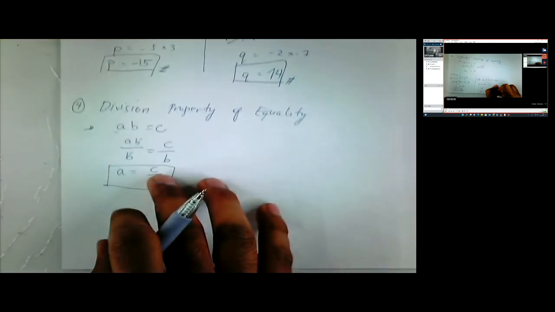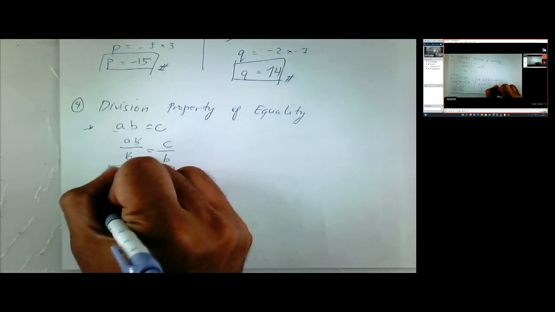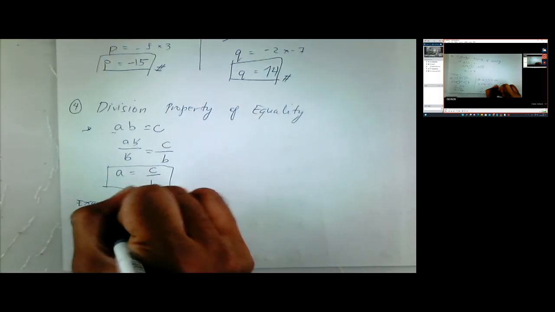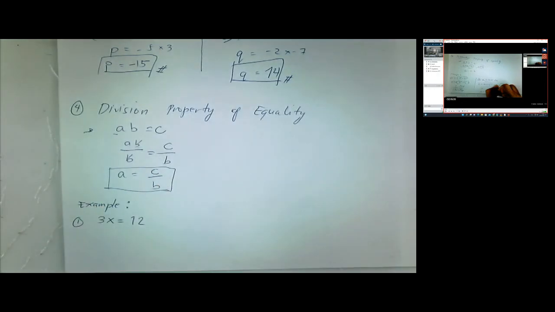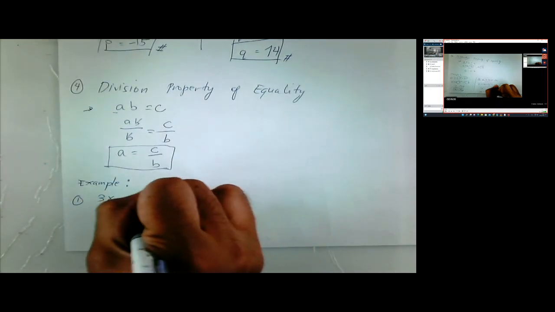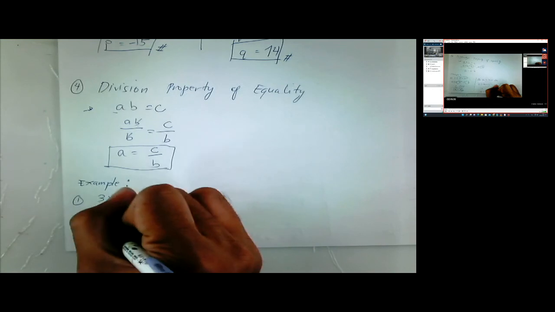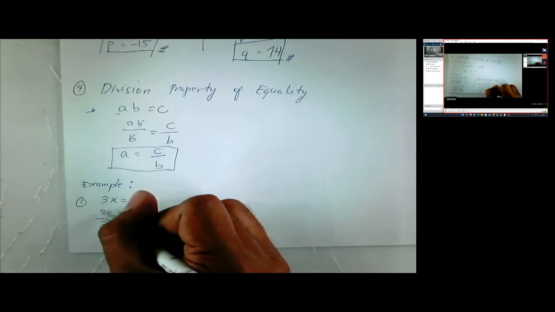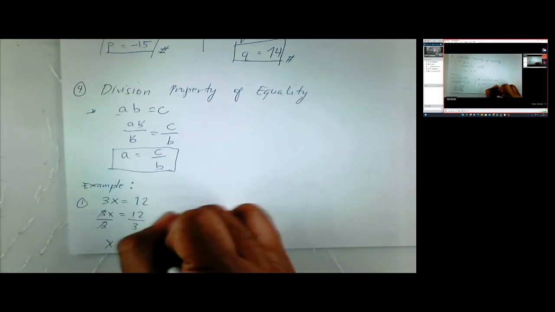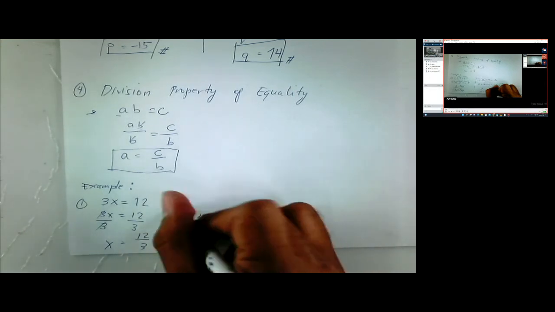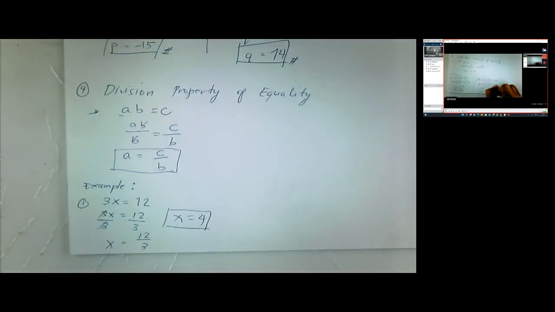So, I'm going to give you an example. If we have 3x equals 12 and we want to solve for x, what are you going to do? Since the number beside x is 3, you're going to divide this by 3. And if you divide the left-hand side by 3, you also need to divide this by 3. And so you will have x equals 12 over 3. What is 12 over 3? 4. And so your answer is 4.